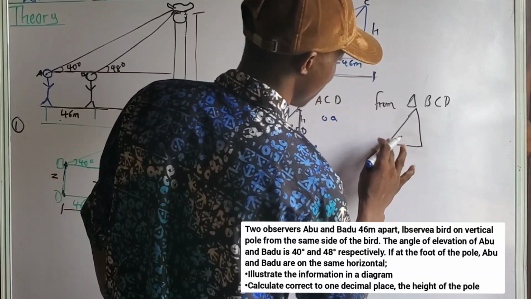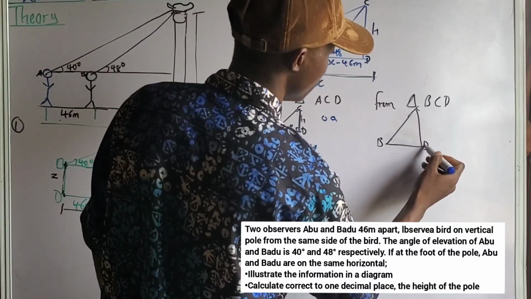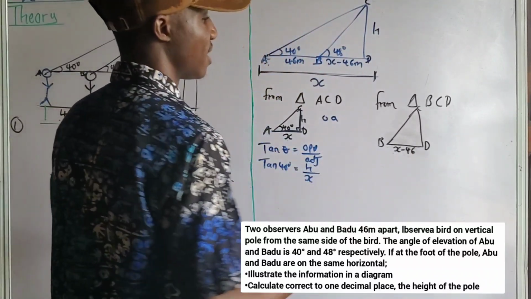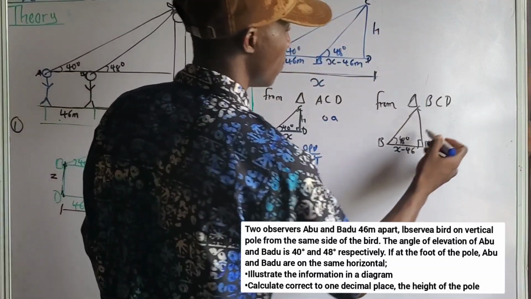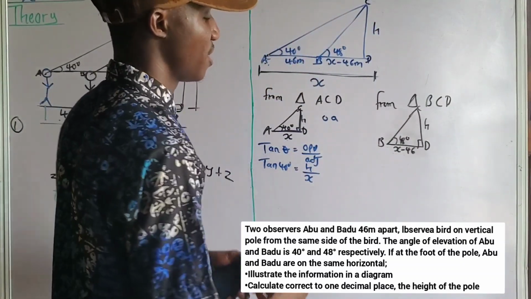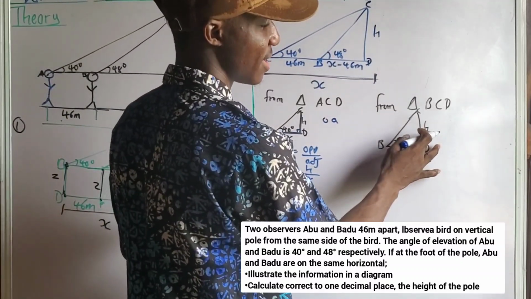Okay, now this is the triangle BCD. So this is x minus 46. Now this is 48 degrees, right? 48 degrees, and this is the right angle. This is the height. Now, with respect to what we have here, what trigonometric formula combines these?